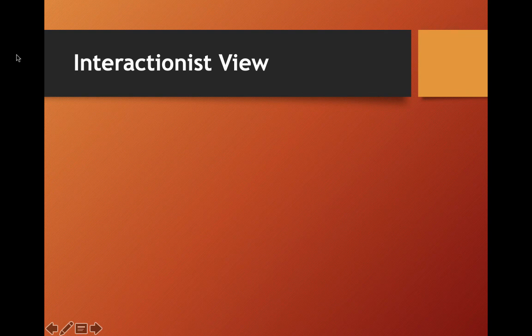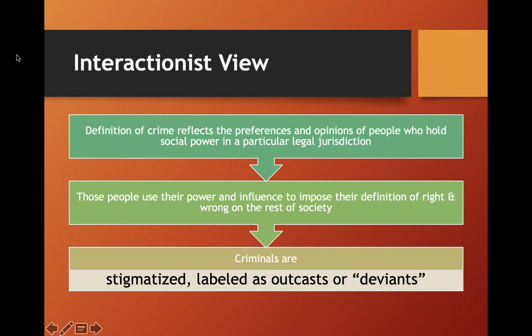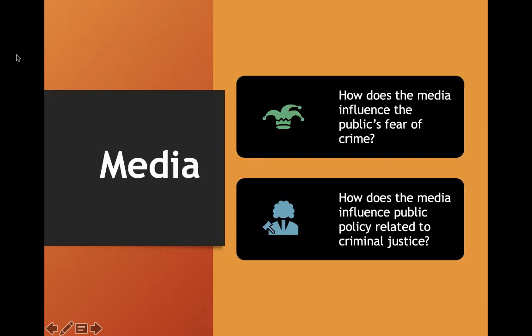All right, we also have the interactionist view. The definition of crime under this view reflects the preferences and opinions of people who hold social power in a particular legal jurisdiction. Do you have that in your area where you grew up or lived, or in your school or your group or club, where there's a certain social power and people in control of that power? Those people use the power and influence to impose their own definition of right and wrong on the rest of society. Because remember, we all have different definitions of what is right and wrong and what is deviant, what is criminal. It also believes that criminals are stigmatized and labeled as outcasts or deviants.